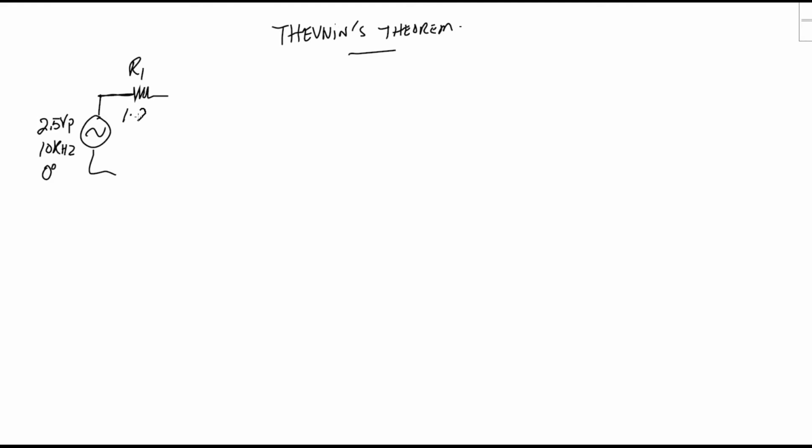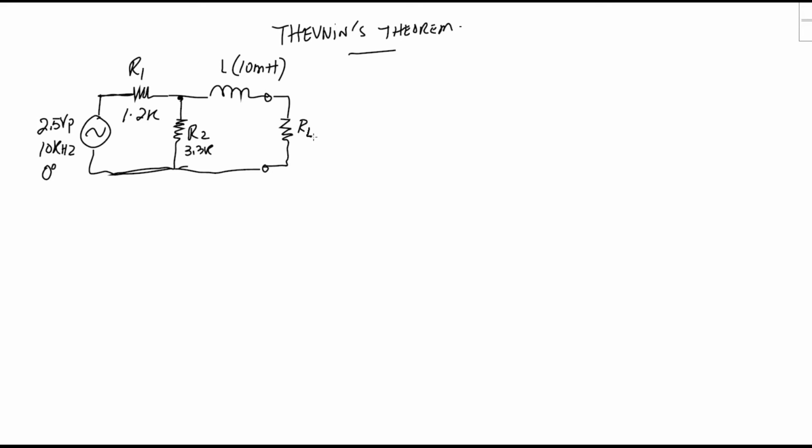We'll take R1 to be 1.2 kilo ohm, connected to an inductor in series like this, with a value of 10 millihenry, and a parallel branch, which is a resistive branch here, R2, which is 3.3 kilo ohm. Okay, so this circuit will be supplying a load, and we call this load RL, 1 kilo ohm. We'll take 1 kilo ohm for this exercise.